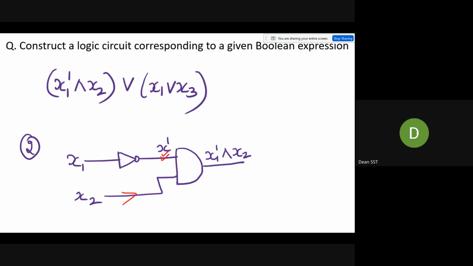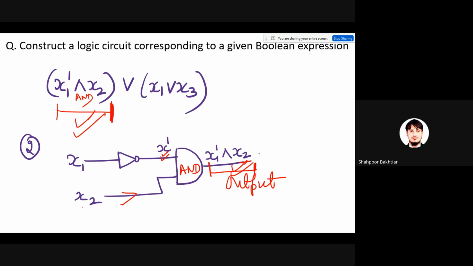Now you need another input, X2. And what operation do you have to perform? AND. So we need an AND gate. And what will we get? We will get this as output: X1 bar and X2. Is it clear? Now further, next step. Now we have these things.